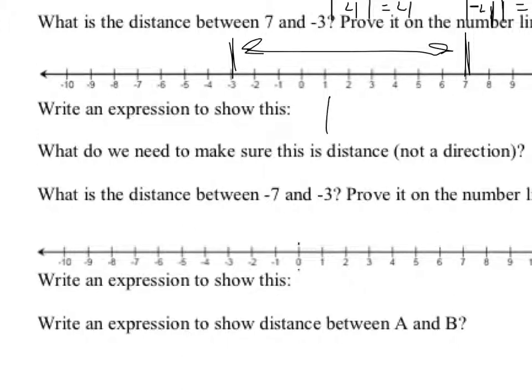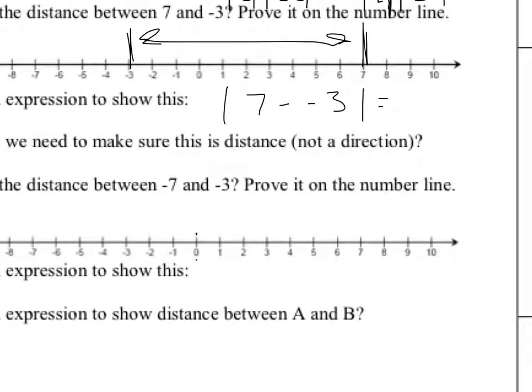So the absolute value of 7 minus negative 3. So we switch it, and then when we do that, that gives us the 7 plus 3. Shows us we're looking for the absolute value of 10. The absolute value of 10 is 10. And so now we have our distance without a direction. The reason we ended up with that distance without direction is because we put in those absolute value bars.